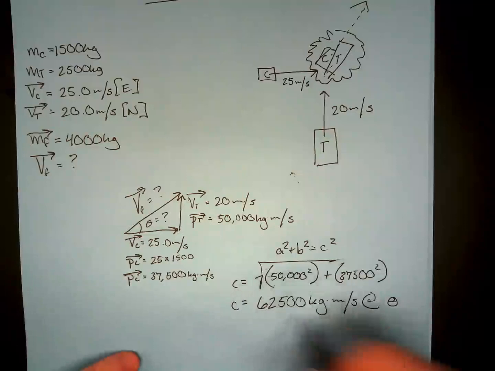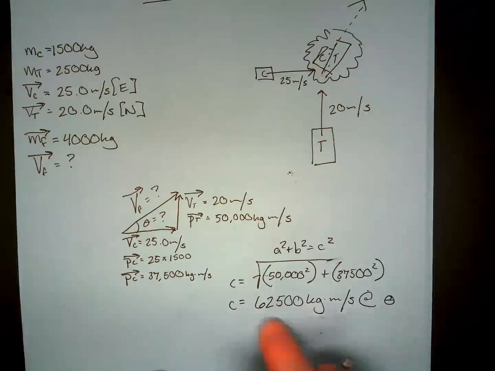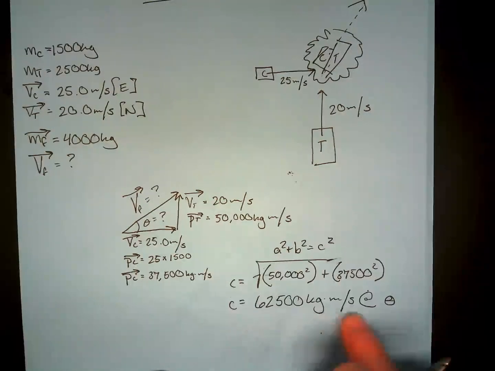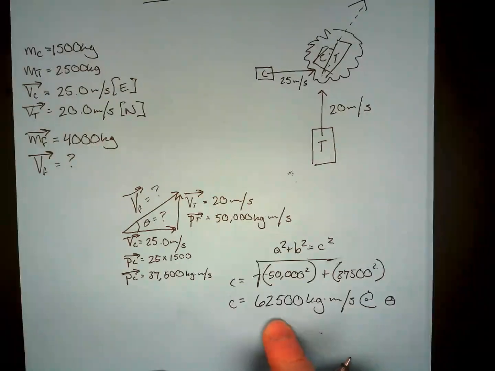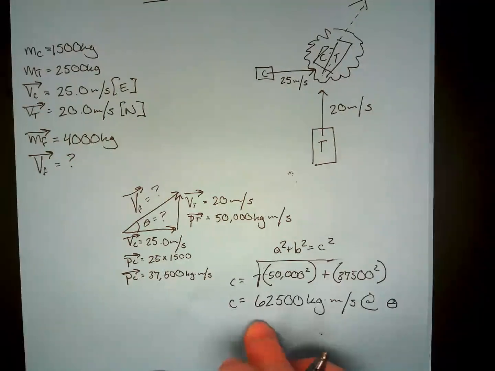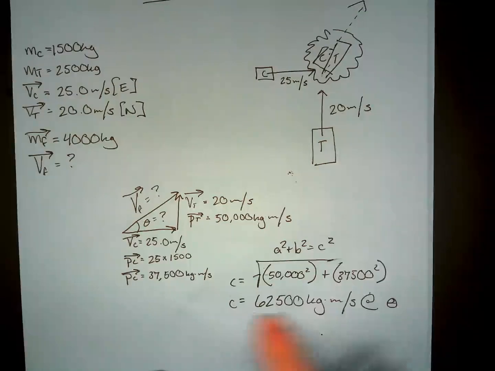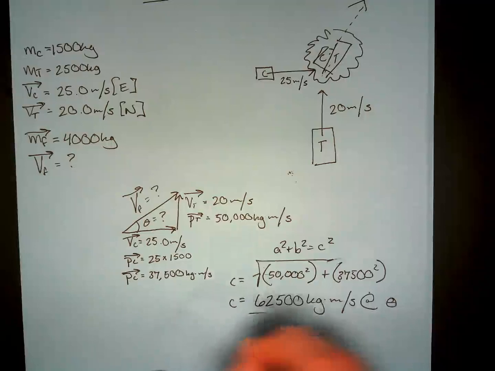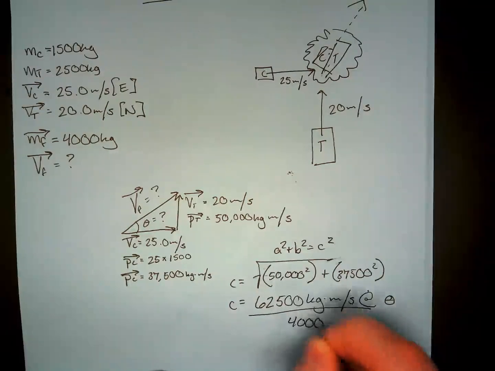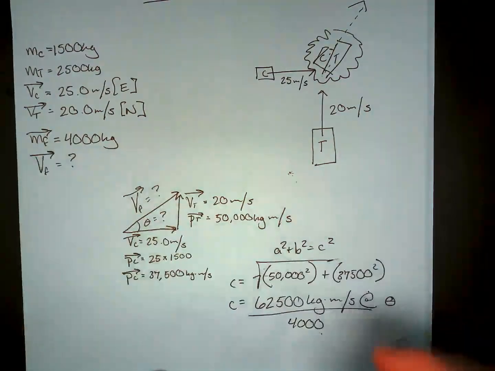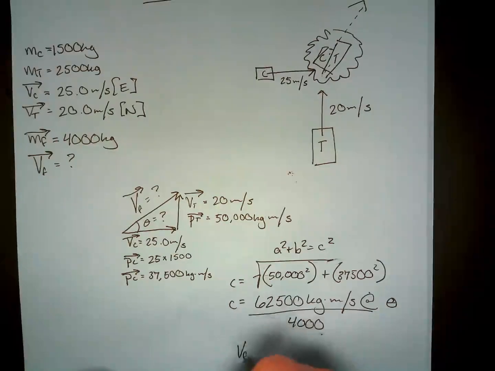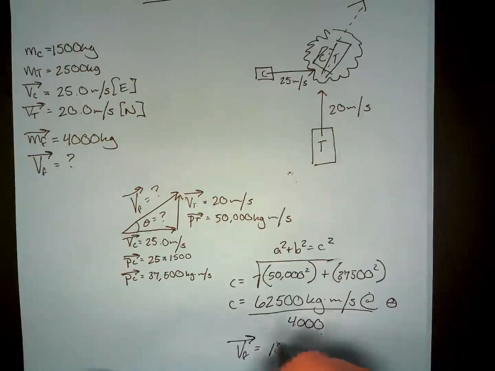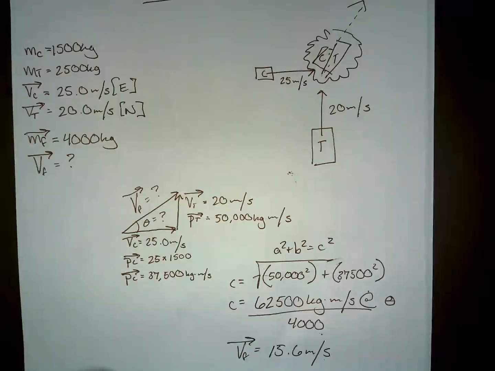So we've got half the answer already. We just have to find theta. This is what we should expect. I shouldn't say this is our final answer because we still have to do this. Sorry. So we've got the final momentum. Let's see what the final velocity should be. So we'll divide that by 4,000, because that is our final mass here. It's the combined mass. And what we should see here is that we should have 15.6 meters per second for our final velocity. Okay. Let's find theta.